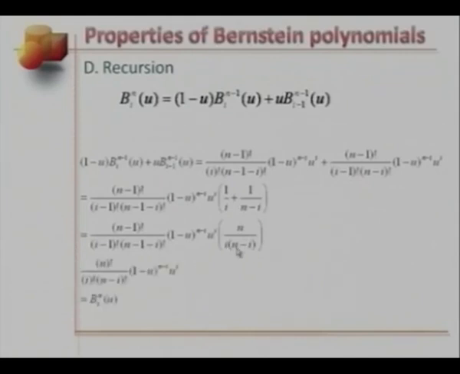This n minus i term gets absorbed over here to get (n minus i) factorial. This i gets absorbed over here to get i factorial, and n times (n minus 1) factorial is n factorial. And we have this term right here, (1 minus u) raised to n minus i times u^i. And this is the ith Bernstein polynomial of degree n, which is the left hand side.